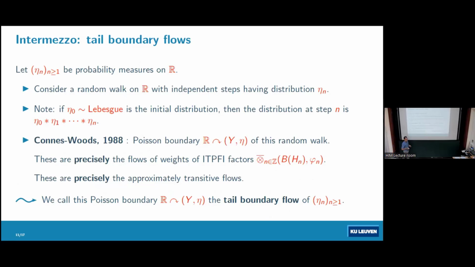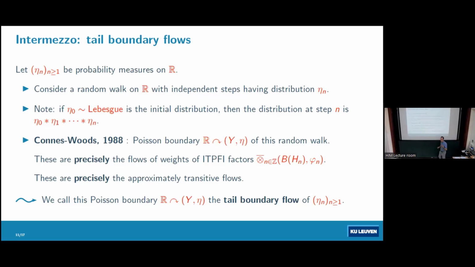So let's look at a random walk on the real line, where at time n, you move by a certain number to the left or to the right, and the step of the random walk is governed by a probability measure eta n, and of course you take the steps independently. So let's say that we start with a probability distribution that's equivalent with Lebesgue, and then at step n, the distribution will be this convolution product of the measures eta 0 up to eta n.